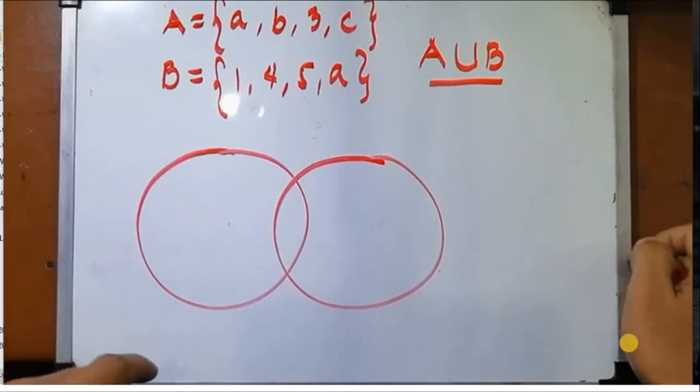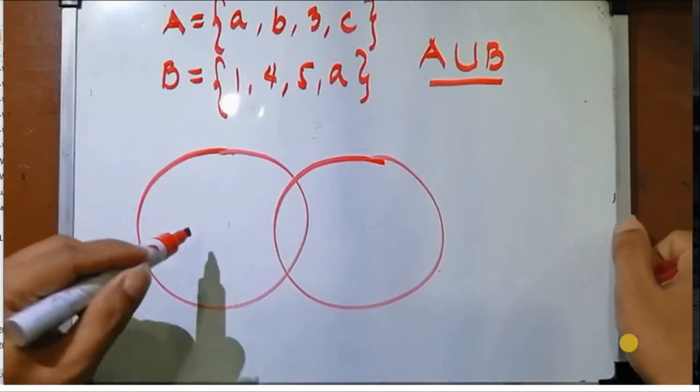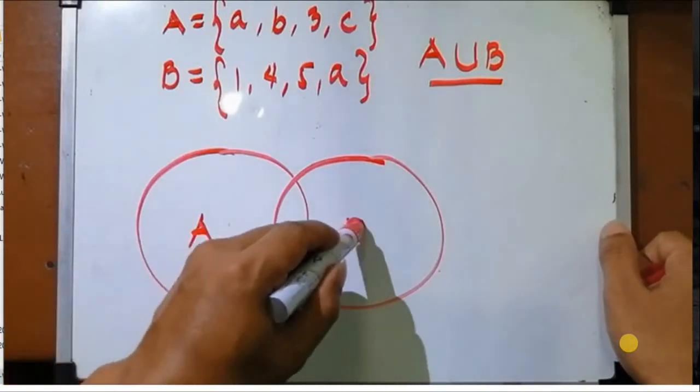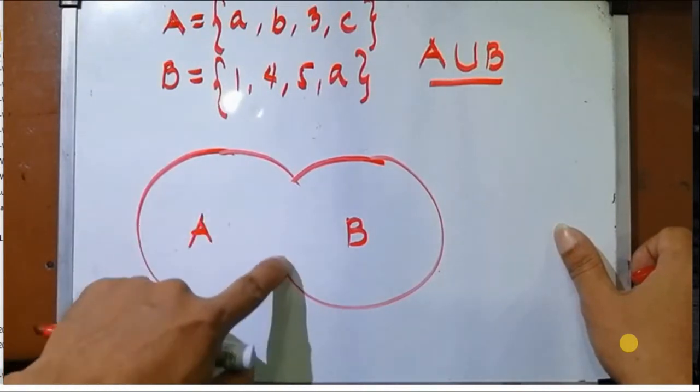So the union of two sets is, if this is A, this is B, the union is the combination of all the elements of A and B.